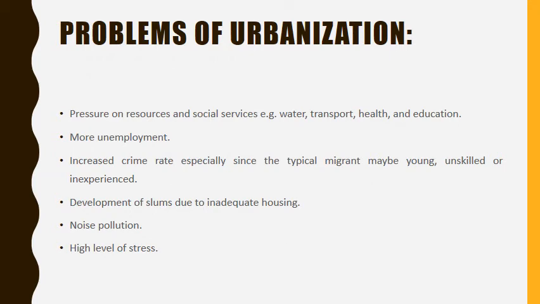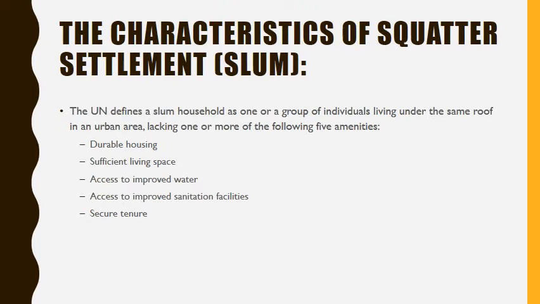Problems of urbanization. Pressure on resources. The characteristics of a squatter settlement, slum. The UN defines a slum household as one or a group of individuals living under the same roof in an urban area, lacking one or more of the following five amenities. Number 1, durable housing. Number 2, sufficient living space. Number 3, access to improved water. Number 4, access to improved sanitation facilities. Number 5, secure tenure.